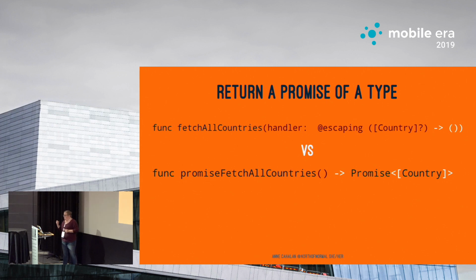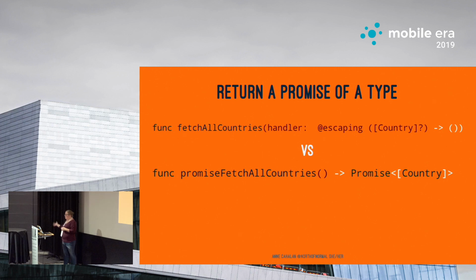I started real easy with those original fetch all countries calls. When it was your everyday average networking business, it took a handler that took an array of countries. I was passing in another function, and that function would need an array of country objects. PromiseKit's pattern, and this is common across a lot of promise frameworks, is that this call will return a promise object of the type array of countries.